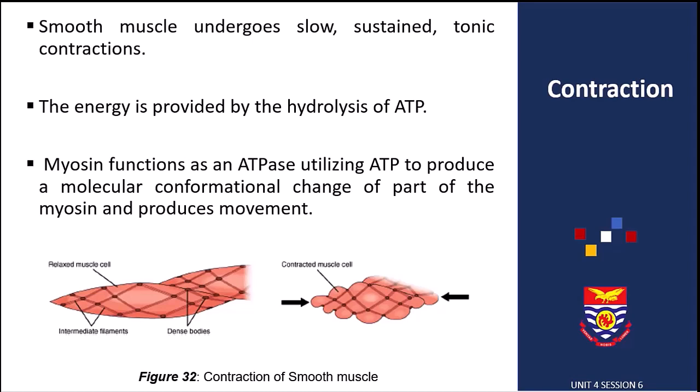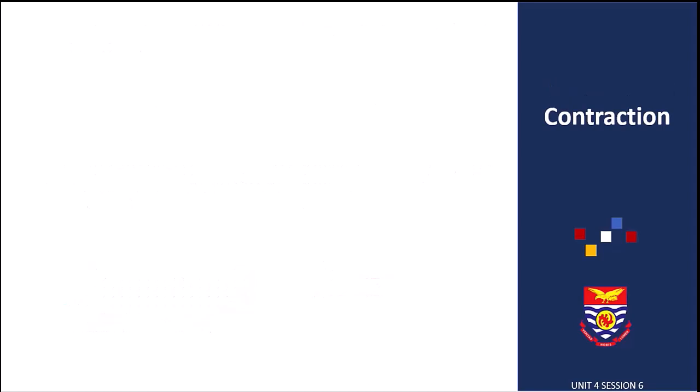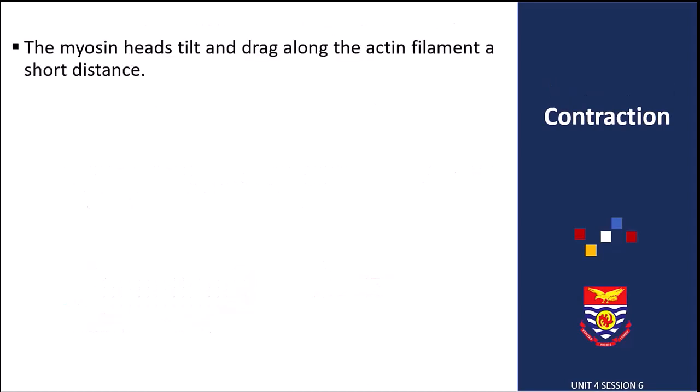The movement of filaments over each other happens when the globular heads that protrude from the myosin filament attach and interact with actin filaments to form cross bridges, as shown in figure 32. The myosin heads tilt and drag along the actin filament a short distance, and the heads release the actin filament and then change angle to relocate to another site on the actin filament at a distance away. They can also rebind to the actin molecule and drag it along further.